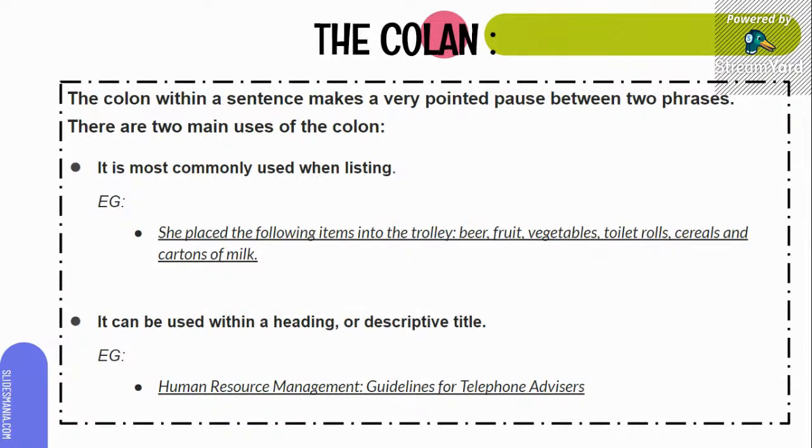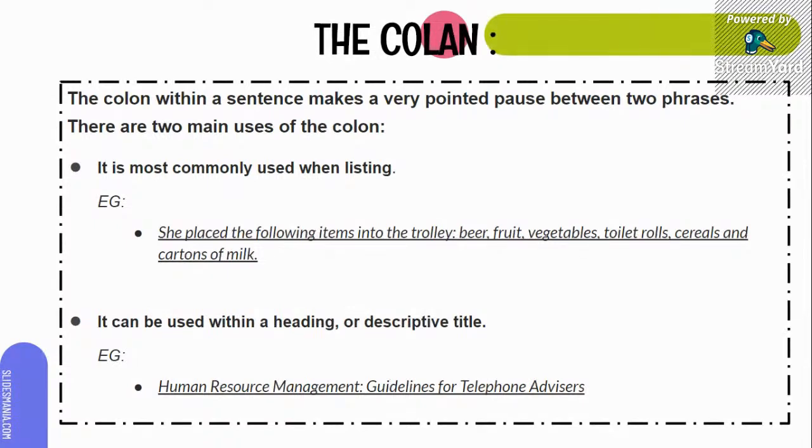So when you wanted to list things, you can use a colon and then list them out after the sentence. For example, in this sentence, she's trying to say what are the things that are being placed into the trolley. So they made a sentence: she placed the following into the trolley, and then there's a colon and a list of things being placed into the trolley. The second condition is it can be used within a heading or a descriptive title.